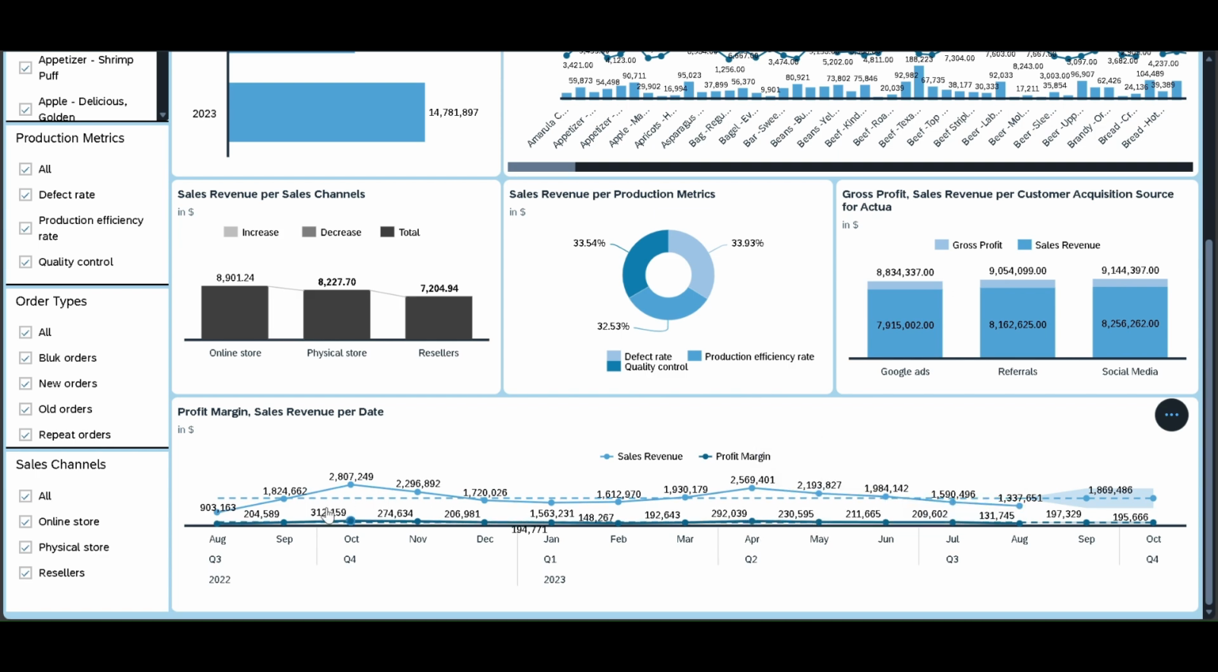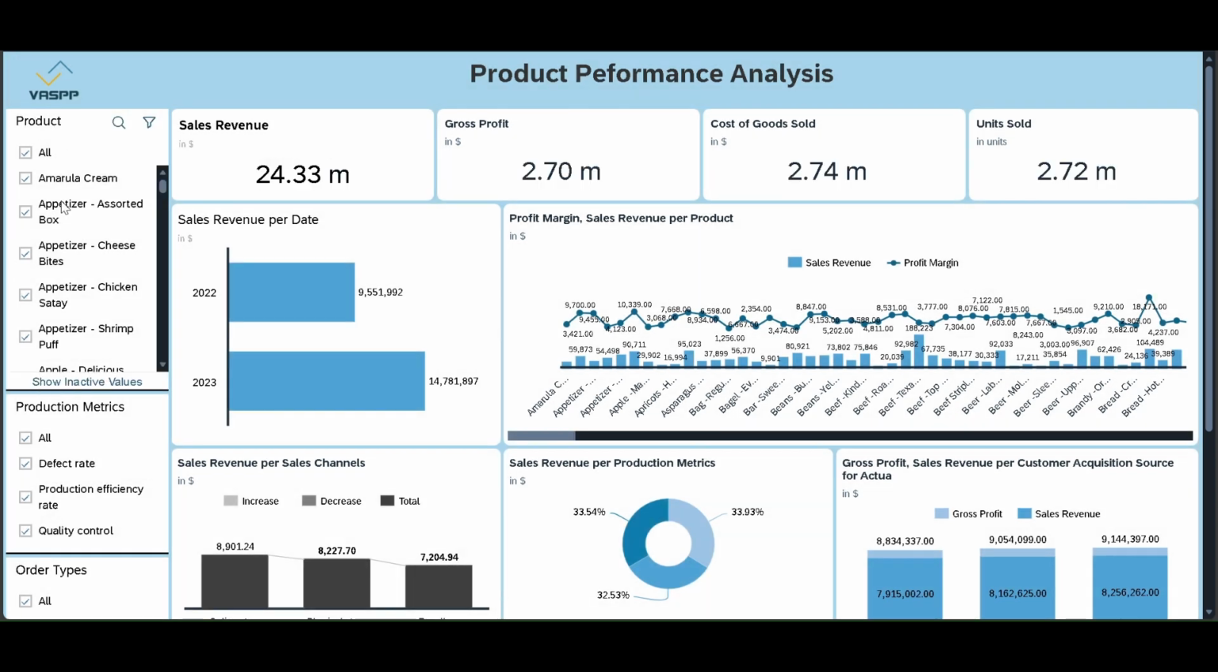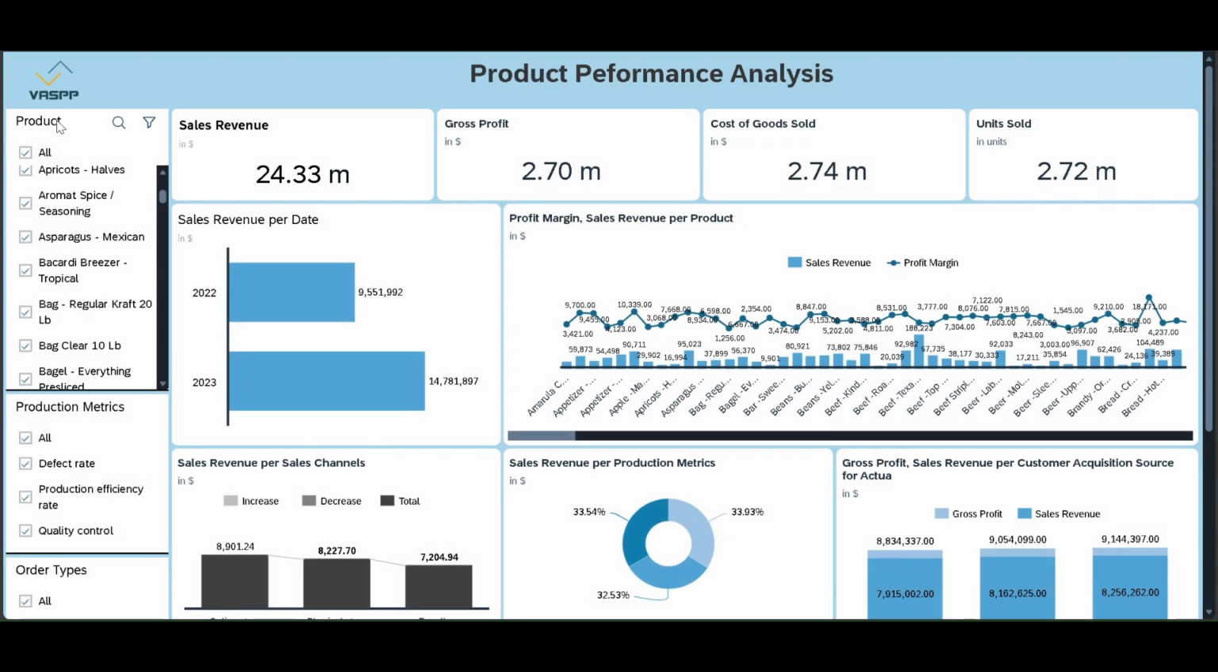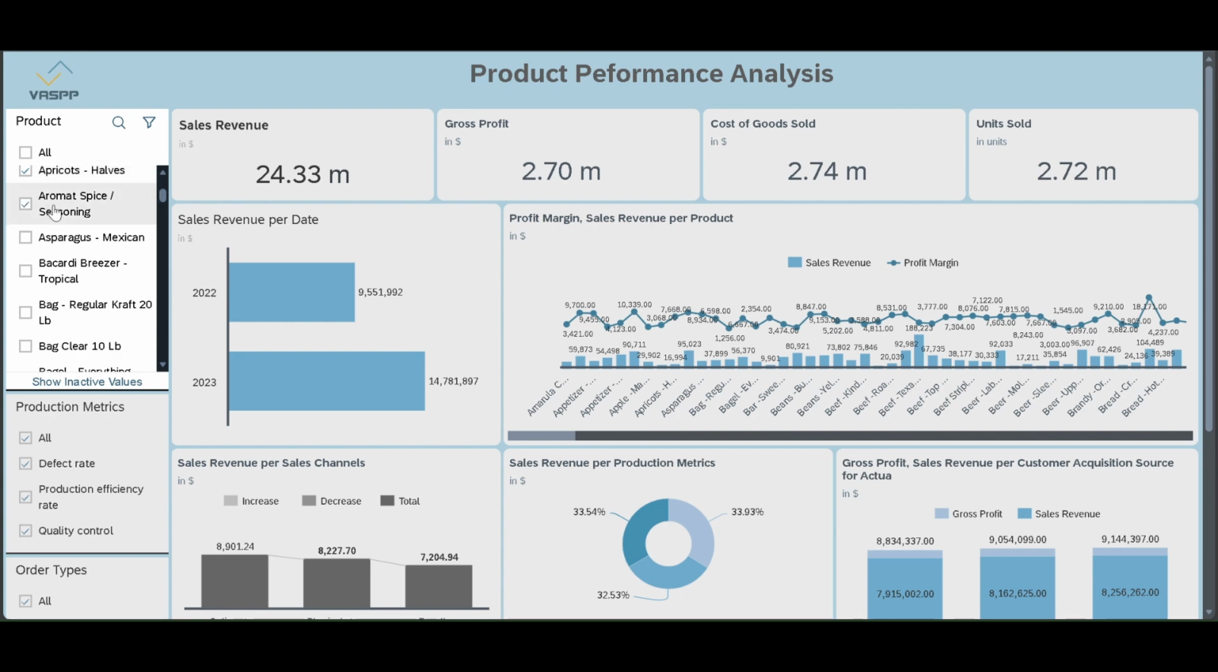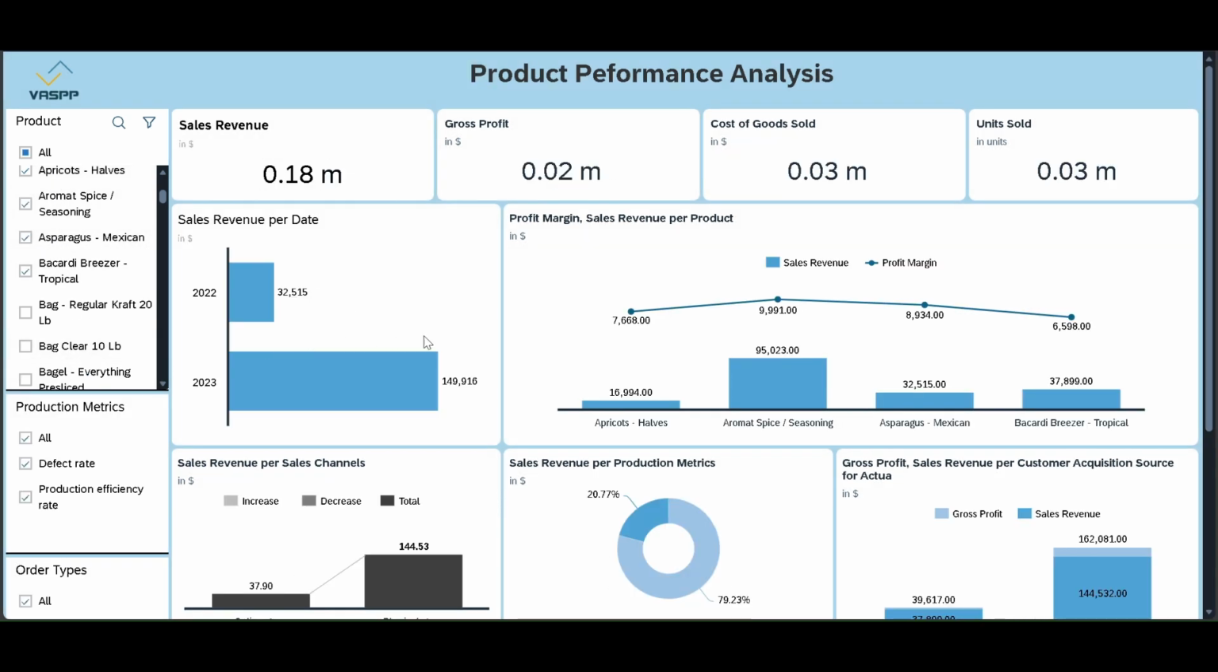On the left side of the page, SAP Analytics Cloud filters allow leaders to dynamically slice the entire analysis in real time. Filters such as product category, sales channel, production metrics act as a single control layer. Selecting any filter instantly updates all KPIs and charts on the page.